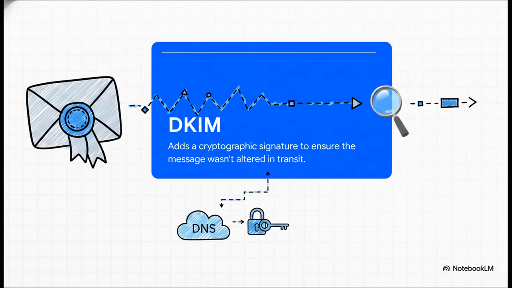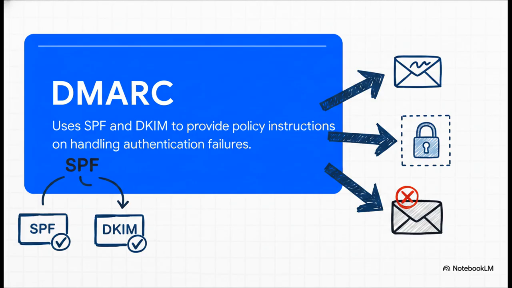Next, let's look at DKIM, which stands for Domain Keys Identified Mail. If SPF is the guest list, DKIM is like a digital tamper-evident seal on the envelope itself. It adds a cryptographic signature right to your message, so when the receiving server gets the email, it checks the public key in your DNS to verify that exact signature. If everything matches up perfectly, the server knows for a fact the message wasn't intercepted or messed with while it was in transit.